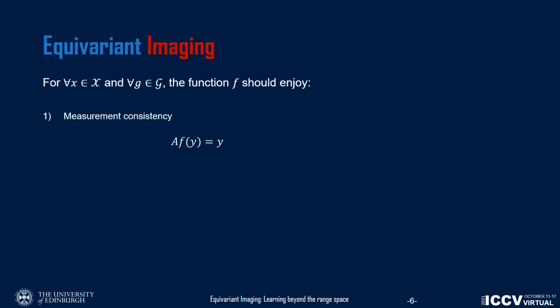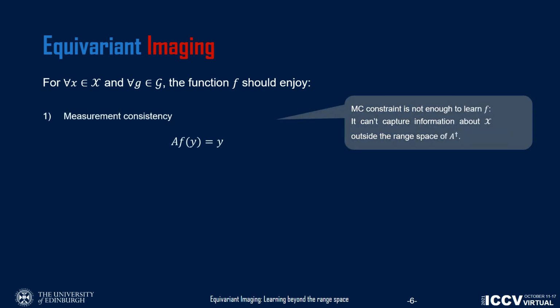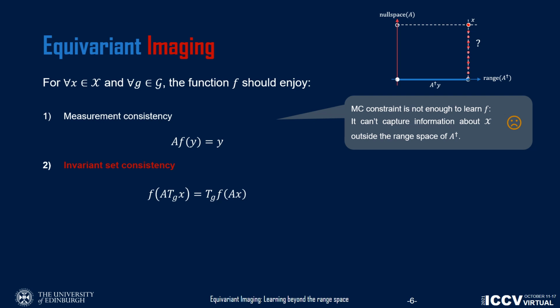Now, we know that for any x in the signal set and any transformation in the group, the reconstruction function f should enjoy, first, the measurement consistency A f(y) equals y. However, as we introduced before, this constraint is not enough to learn a good f because it can't capture information about x outside the range space of A pseudo-inverse. Second, based on the invariance assumption, the f should enjoy the invariant set consistency.